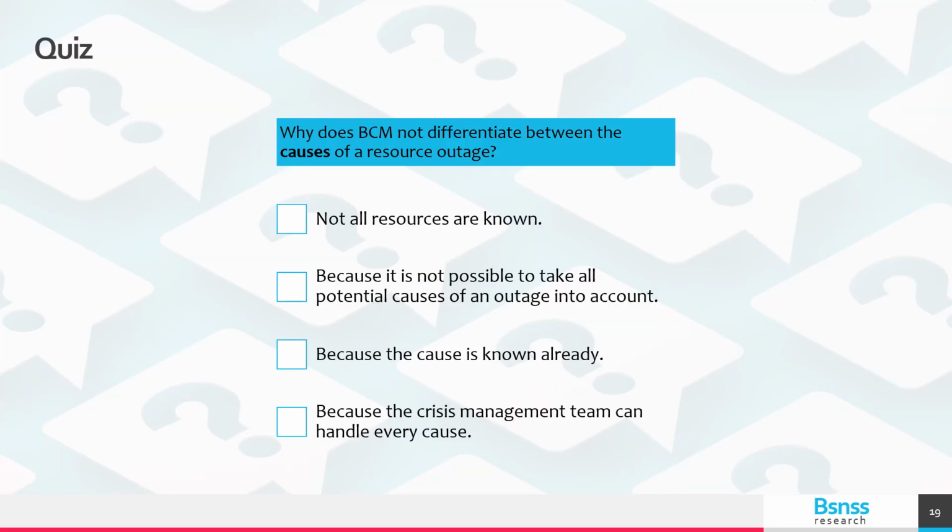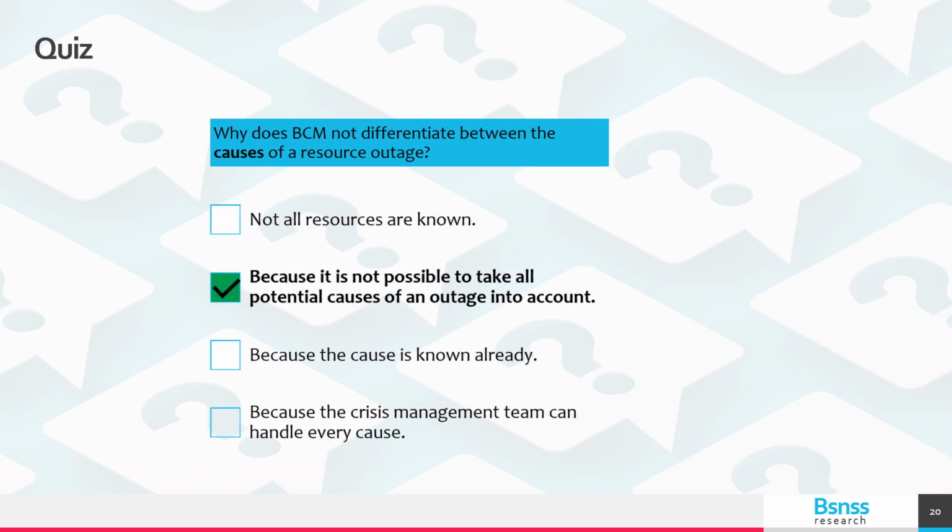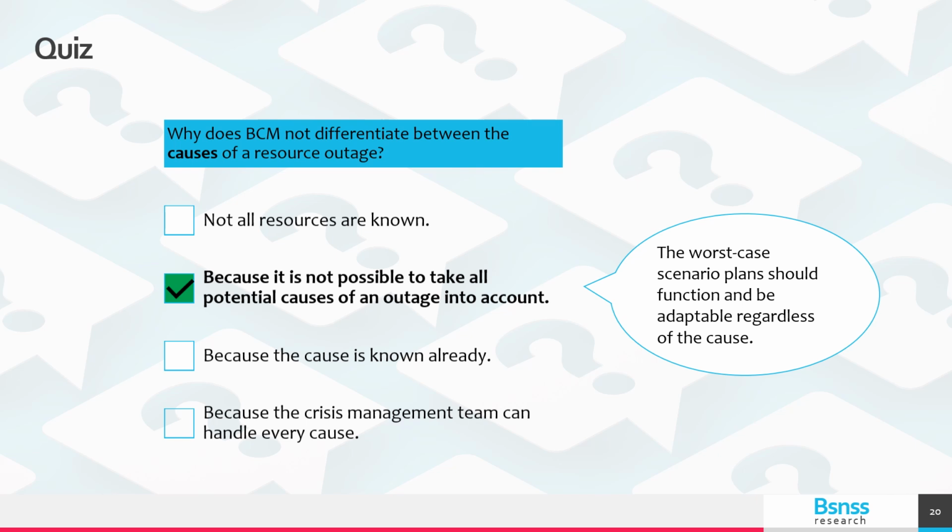Quiz. Why does BCM not differentiate between the causes of a resource outage? 1. Not all resources are known. 2. Because it is not possible to take all potential causes of an outage into account. 3. Because the cause is known already. 4. Because the crisis management team can handle every cause. Please stop the video if you need more time now. The correct answer is because it is not possible to take all potential causes of an outage into account. The worst-case scenario plan should function and be adaptable regardless of the cause.